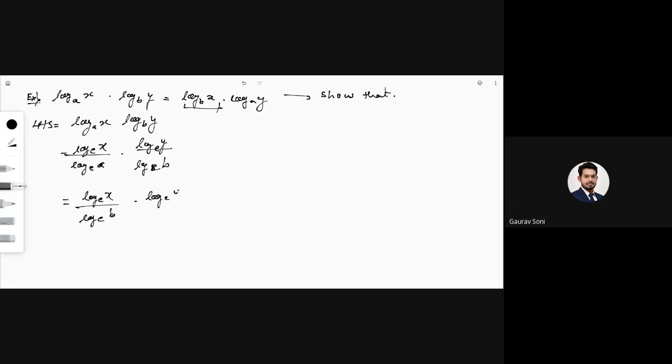Again, by change of base formula applied here. What is the change of base formula? Log to the base a of b is equal to log to the base e of b upon log to the base e of a. So using this formula, here what you get is log to the base b of x into log to the base a of y. This is one and the same thing that is on the RHS.